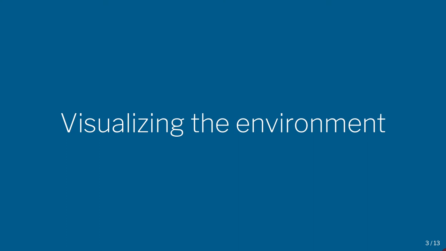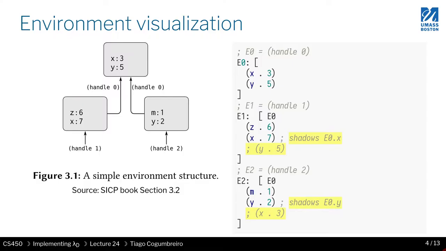In today's lecture, I would like us to try to implement the notion of a mutable environment. Firstly, let's start by visualizing what an environment is, and then we'll proceed to implementing one. Here's a depiction that I got from the SICP book. In section 3.2, there's figure 3.1, which shows the notion of an environment, which is shared in our language lambda d. So here is just a depiction of a particular environment.